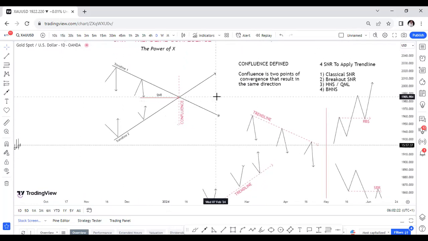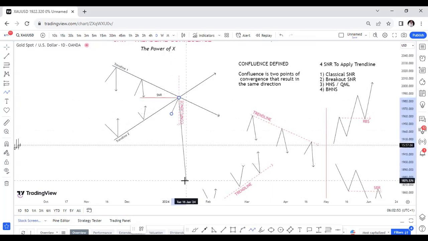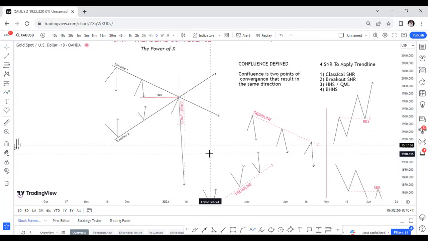So if you have your SNR level, then a trend line coming from the top intersects another trend line coming from the bottom. Where there's intersection, that is where the miracle happens. At the point of intersection, which is the confluence area, is where you're going to have a huge drop. So if price moves to this place, expect price to move downward.